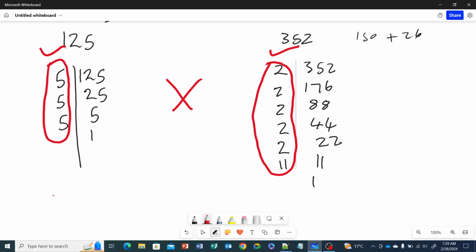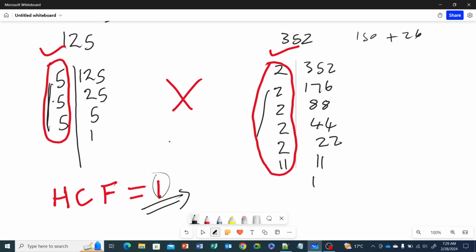Okay, so we will say the highest common factor between the two numbers is equal to 1. I mean, both numbers are divisible by 1. So this is the highest common factor between the two numbers. Okay, I hope this one is clear. As long as you don't find matching numbers in your prime factors, then it doesn't have a highest common factor. It only has 1 as a common factor between the two numbers.